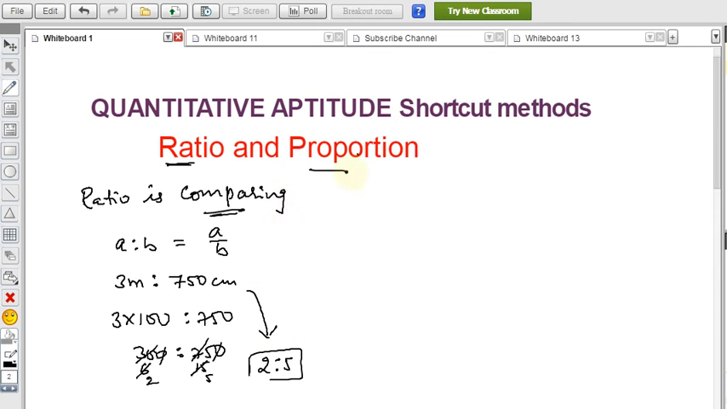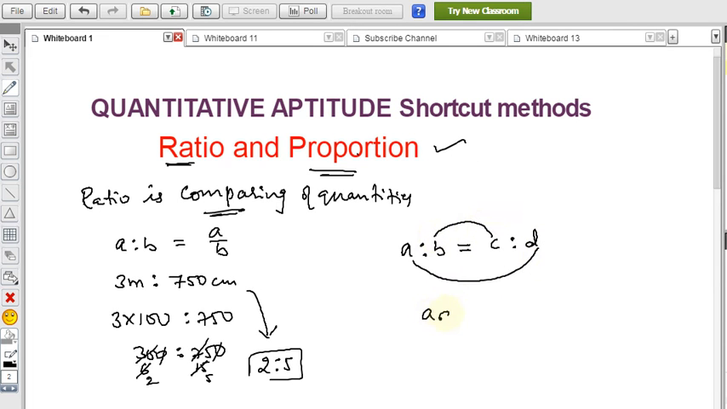Now proportion. Proportion is the comparing of two ratios. Ratio is the comparing of two quantities, and when we compare two ratios, that comes under proportion. For example, A is to B and C is to D, two ratios I am comparing. If the two ratios are equal, then the product of the means is equal to the product of the extremes. That is A into D is equal to B into C. You will apply this property in the problems.